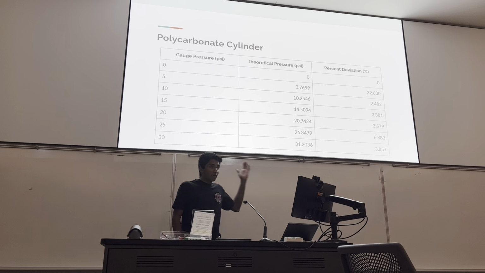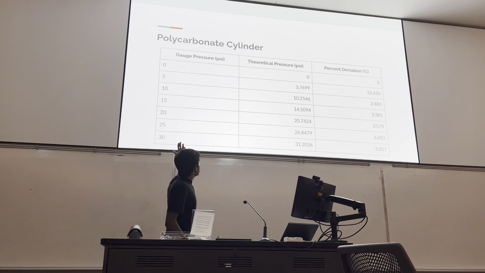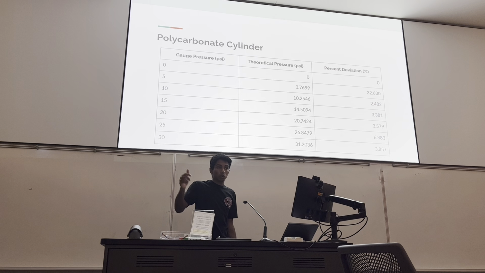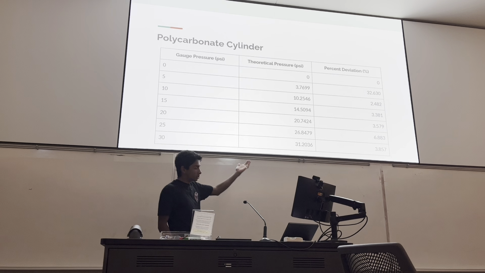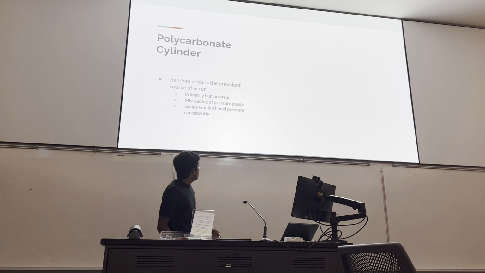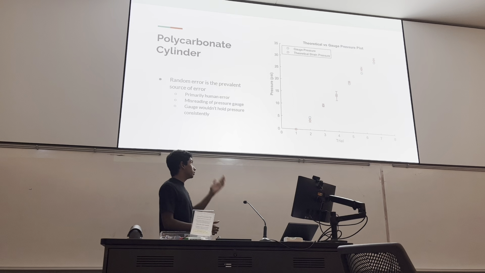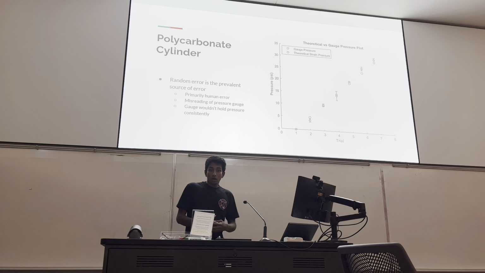So the pressure that we found from these strain values is given as theoretical pressure, and the gauge pressure that we saw on the actual dial is given as gauge pressure, and the percent deviation is shown here. So now let's graph these values and take a look at how they compare. So as we can see, these values are pretty close, indicating a relatively high accuracy.